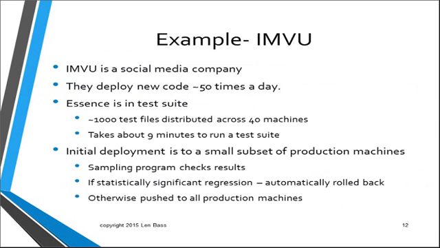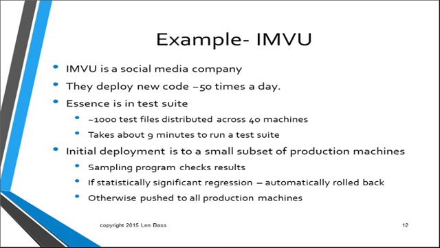So as an example of an organization that uses DevOps, there's IMVU, a social media company. They deploy new code somewhere in the order of 50 times a day. The essence is in their test suite. They have around 1,000 test files, which are distributed across 40 machines, and it takes about 9 minutes to run a test suite. So you commit, you run your test suite. 9 minutes later, you have an initial deployment to a small subset of production machines. This is called canary testing, and we'll talk about that as well.